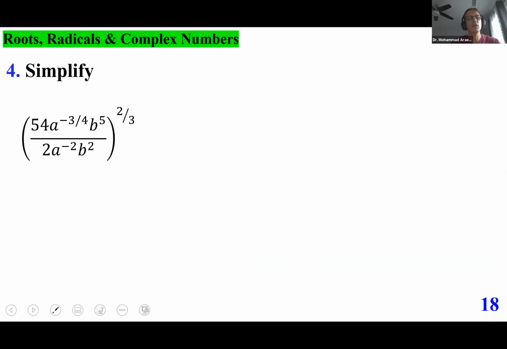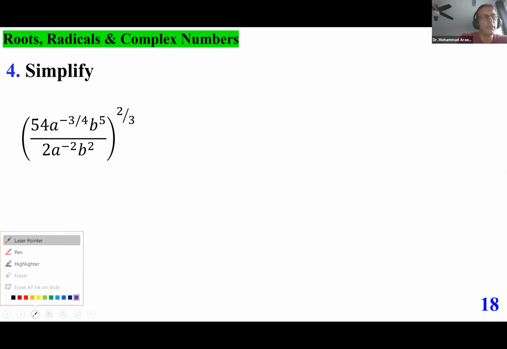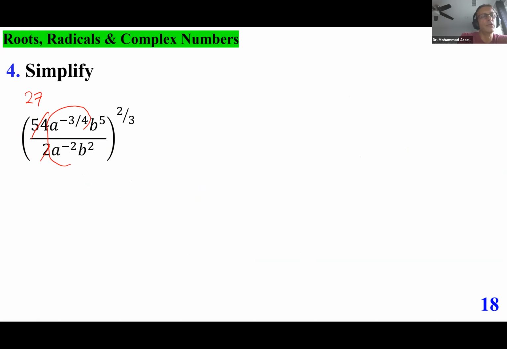We want to raise this to the power of 2/3. There are a couple of different ways to handle it. One easy way is to simplify the fraction first as follows. You just change this to 27. For this part, notice both of them are negative.